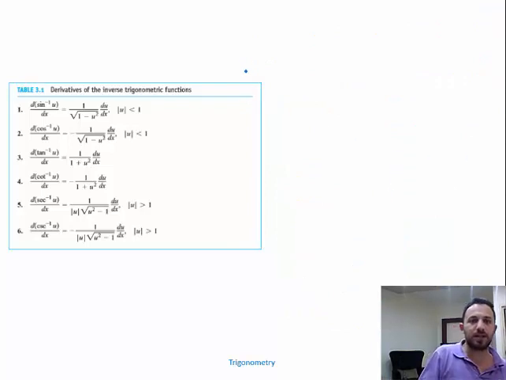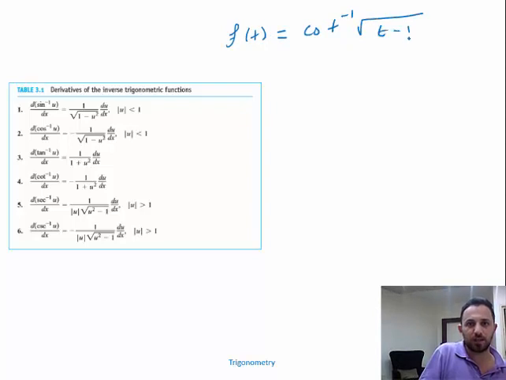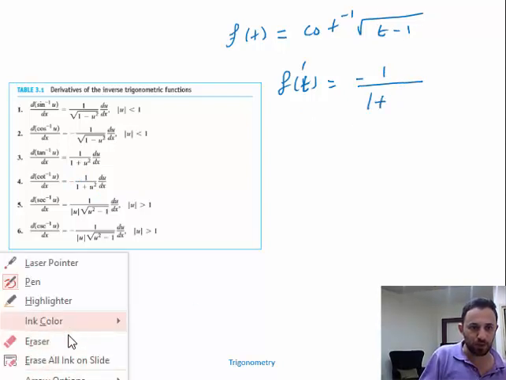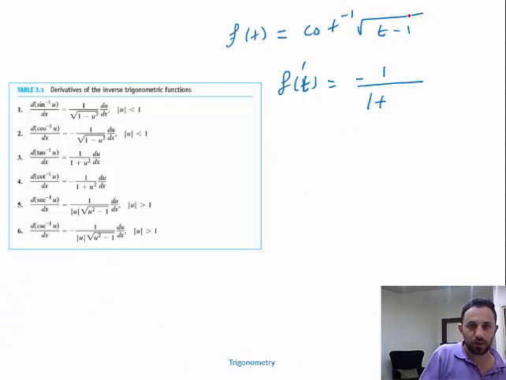Alright, this is the last example. If we are given f of t is equal to cotangent inverse of radical t minus 1. So what is f prime of t? Of course, in terms of t, we replace x with t. Okay, the derivative of cotangent inverse is minus 1 over 1 plus u square, so this is u.